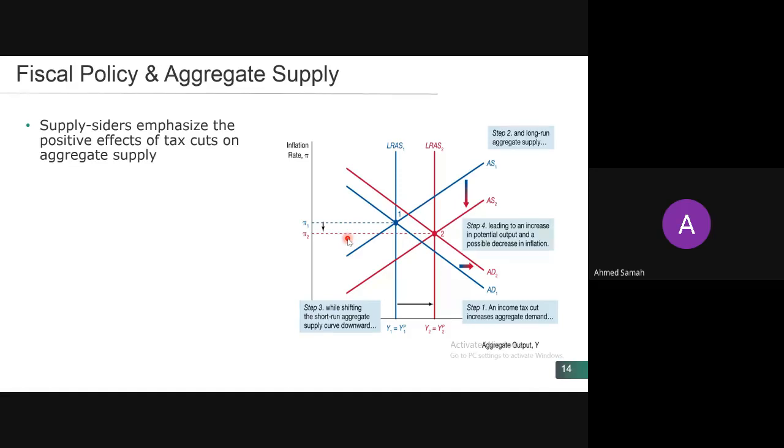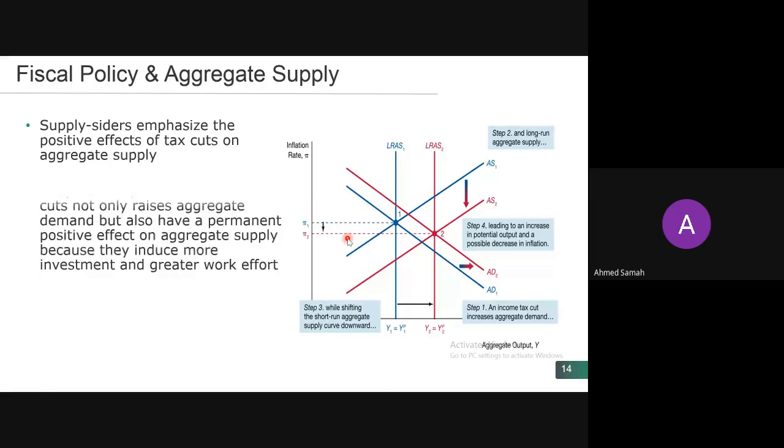Then the supply-siders have emphasized the positive effects of tax cuts on aggregate supply. They believe permanent tax cuts not only raise aggregate demand, but also have a permanent positive effect on aggregate supply, because they induce more investment and greater work effort. So what they are saying is it will actually cause a shift in the long-run aggregate supply curve as well, because with tax reduction they can invest more in, let's say, capital goods, machineries and technological advancement, which will actually increase the capacity of the economy to produce more goods and services, which will cause a shift in the long-run aggregate supply curve as well. So our potential GDP is also increasing because of that.